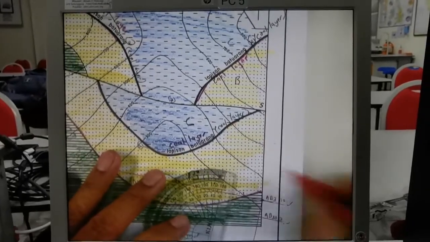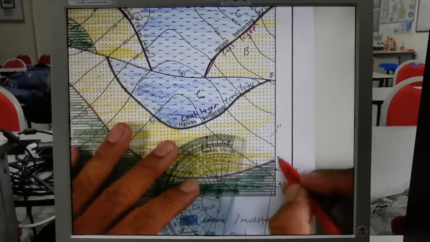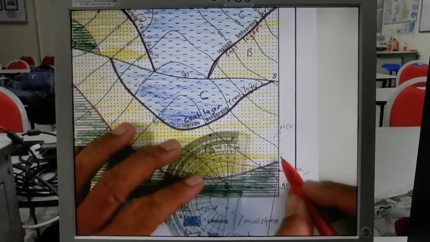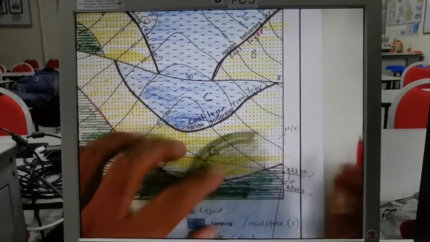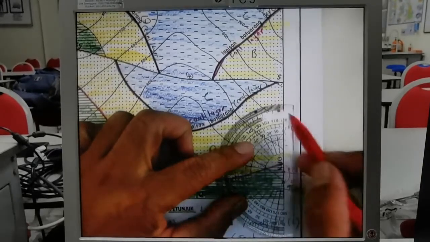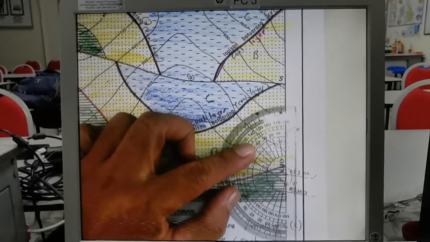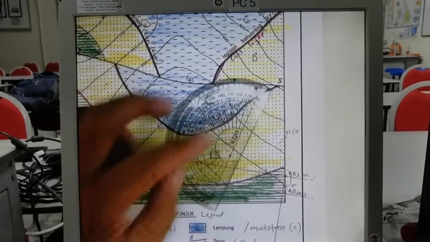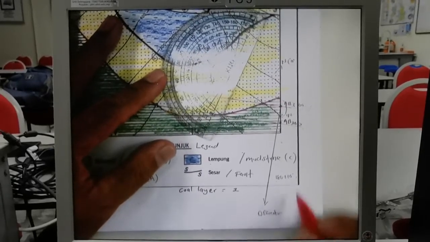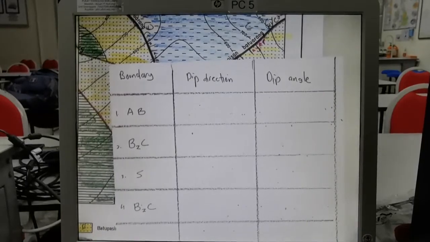So what is the dip direction? We know that this is north. From here, north is 0 degrees, east is 90 degrees, and south is 180 degrees. Our line is here, so 180 plus another. This line is pointing 10 degrees past south, another 10 degrees here. So 180 plus 10 degrees is our dip direction for AB.